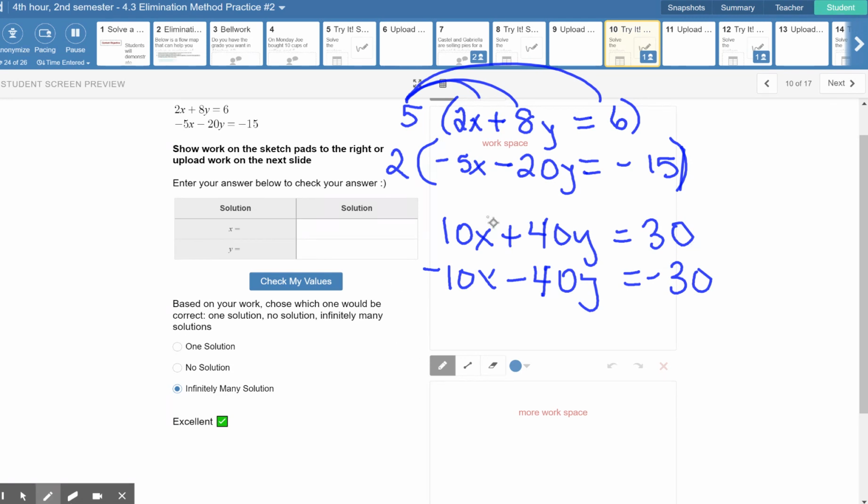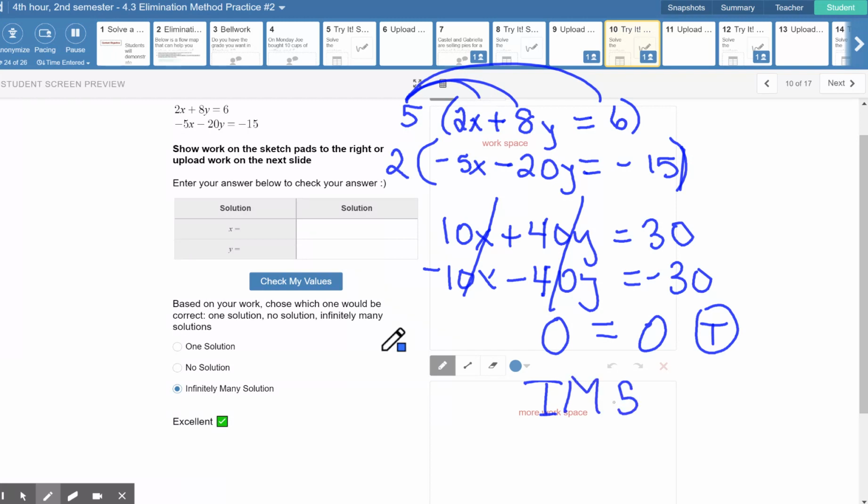If you notice, the x's are opposite, so they're going to cross out. The y's are opposite, so they're going to cross out. So we're left with nothing on the left. And then 30 plus negative 30 is also nothing. So this is actually a true statement. When we have a true statement, the answer is going to be infinitely many solutions. So there are no ordered pair. The x and y wipes out, so we can't have one solution. It's a true statement, so it cannot be no solution. So the answer is infinitely many solutions.